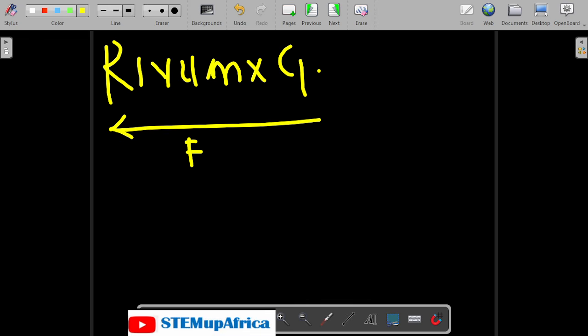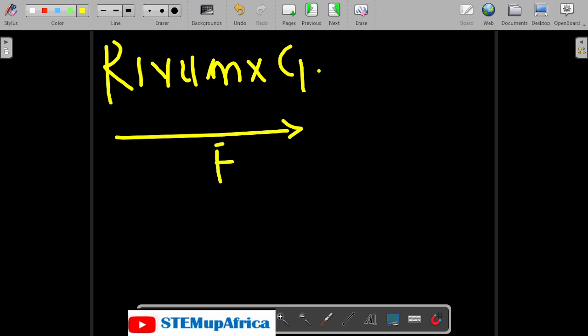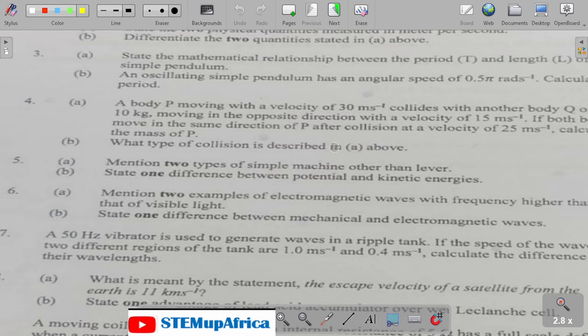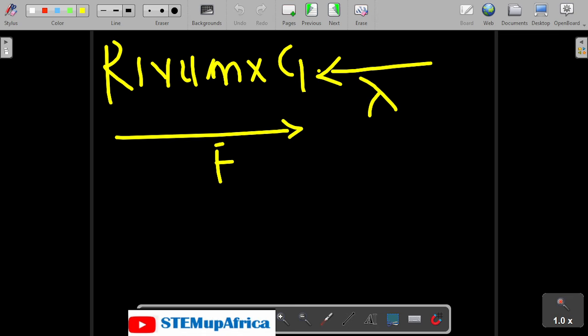Then this other side is going this way, increasing wavelength. So let's see. Higher frequency than visible light. So this is the visible light. So who has a higher frequency than the visible light?